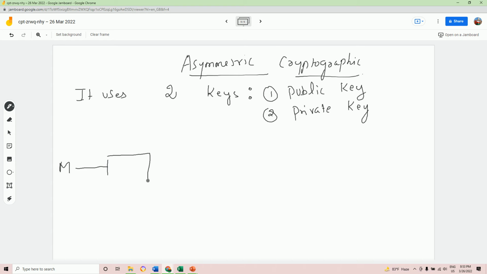Now you are encrypting. So let's say this is a sender. Okay, so there is a sender here. So let's say there is a receiver. Okay, this is the sender, this is the receiver. Understand? So here the sender would have two keys.